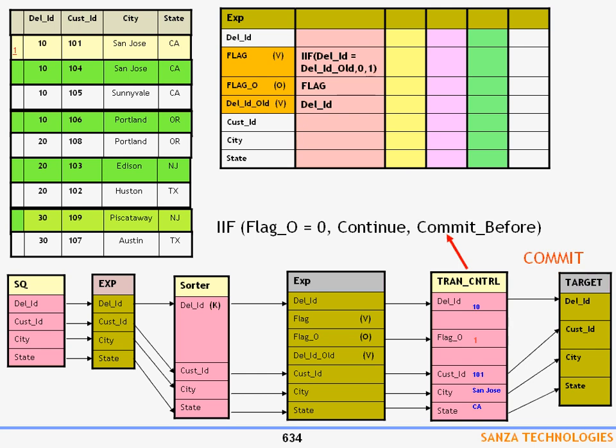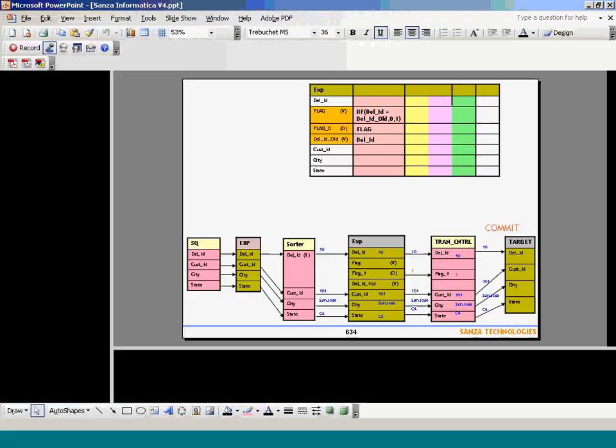There is no row in the target, right? Commit before: before you load the record into the target table, it will send the commit. If you say commit after, it means after this record is loaded, then it will commit. In that scenario, you will have that first record in your target table. Yes, you are right. Okay, I got it.